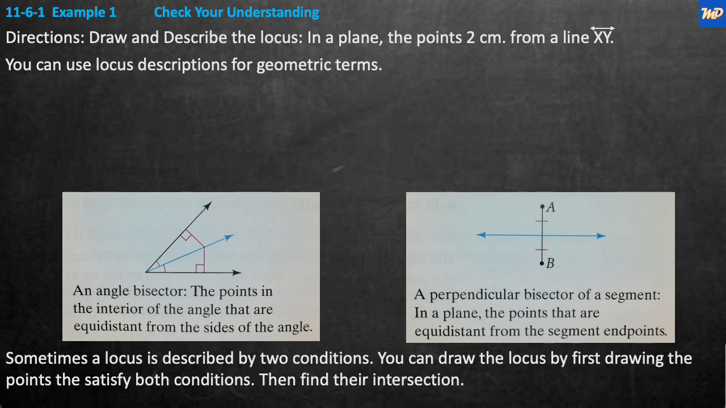Okay, example one, check your understanding. They would like you to try this one. The directions say draw and describe the locus in a plane, the points 2 centimeters from a line XY. It says you can use a locus description for geometric terms. Well, what are they asking for?